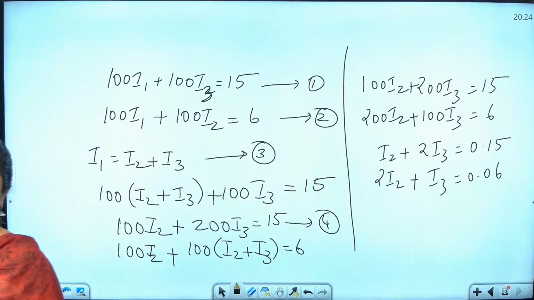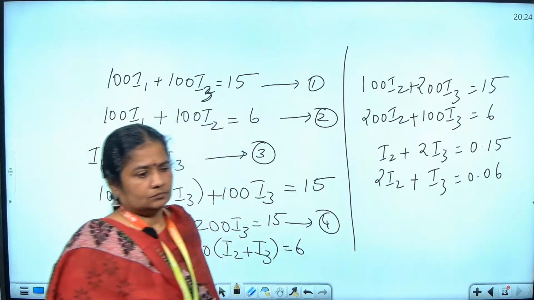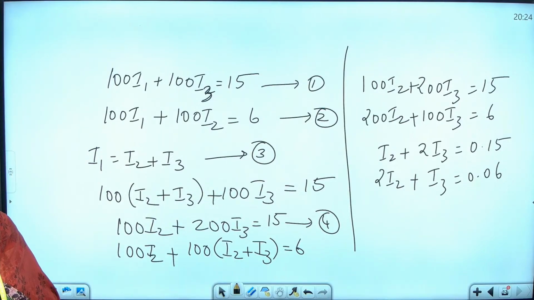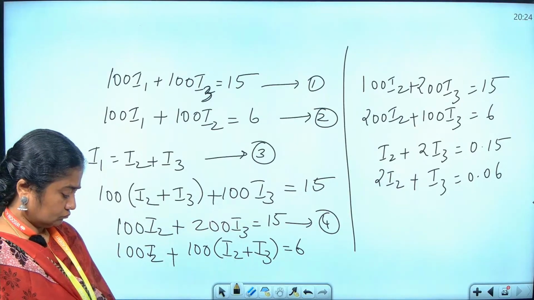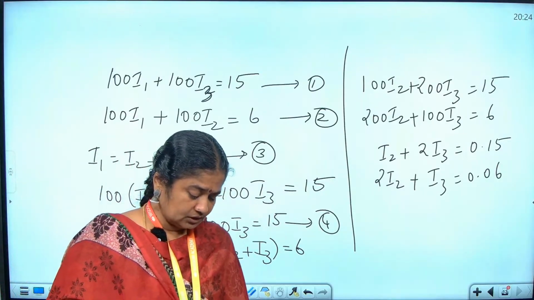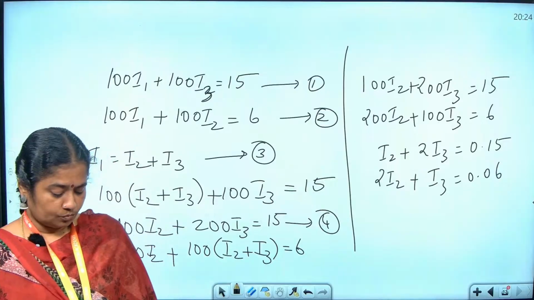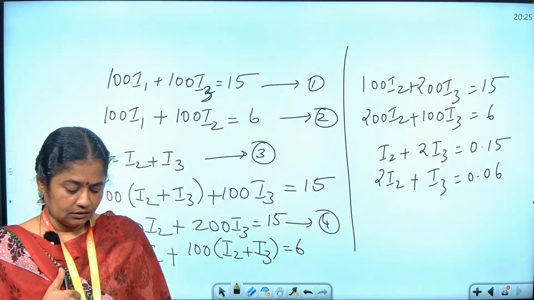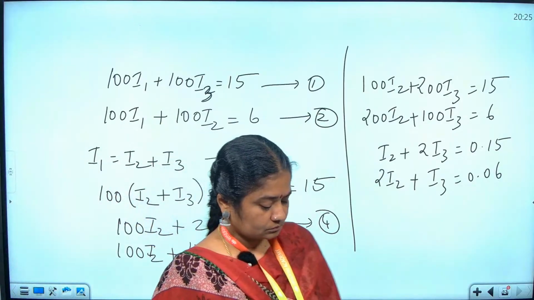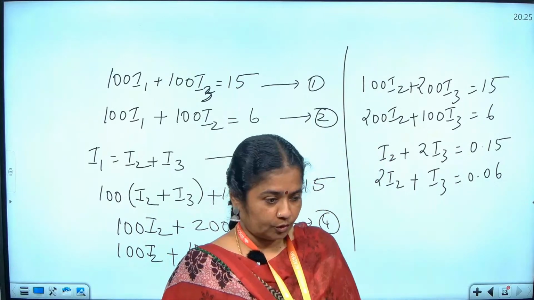Use cross multiplication method or anything. Solve I2 and I3. I1 is 0.07 ampere, correct. Then I3, 0.08. I2 is minus 0.10.